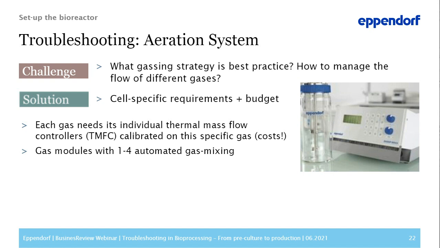Gassing modules usually have 1 to 4 automated gas mixing, meaning that depending on the cell line requirements, the module itself will control the gas mix or the incoming gas composition.